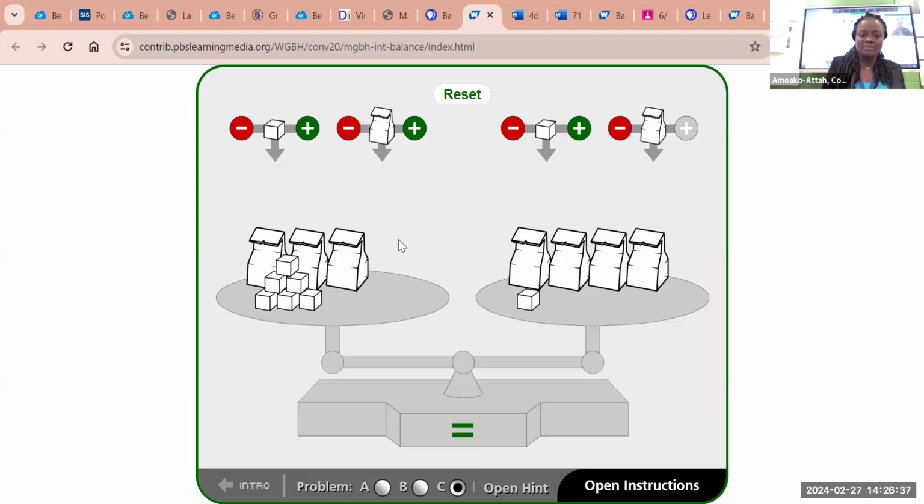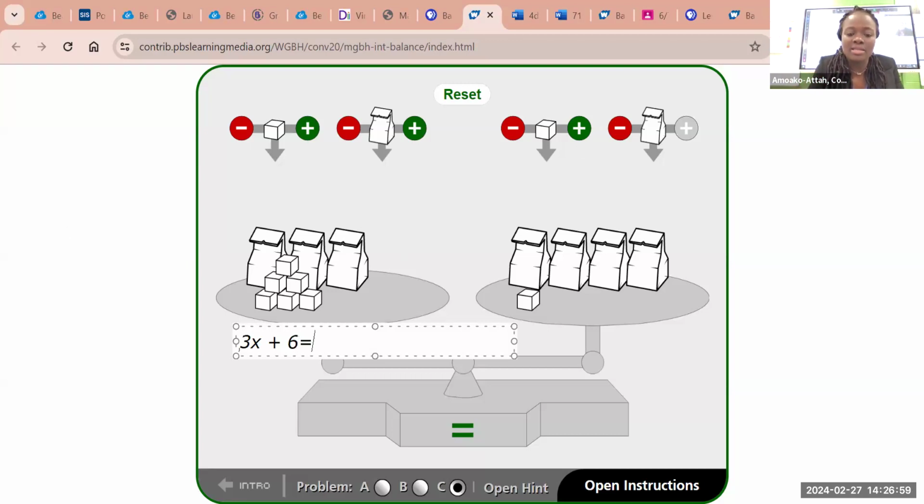Okay, so for the first part of it, I see 3 bags, which represents, oh, good. So those who had it right, who were able to get it, good job. So I see 3 bags, which is 3x plus, how many blocks do we see? I see 6 blocks, all right, for the first part, for the left-hand side.